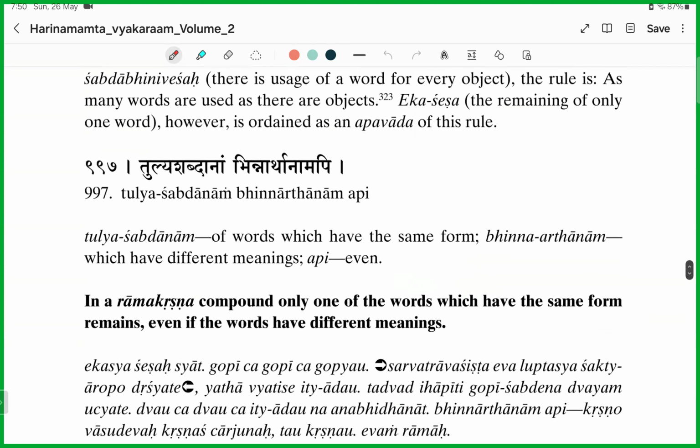Tulya shabdanam bhinnarthanam api. In a Ramakrishna samasa, only one of the words which have the same form remains, even if the words have different meanings. So ek shesha, if you see the word itself, ek means one, shesha means the remainder. So when only one thing or one word remains, stays. So when we have the vigraha gopicha, gopicha, we get gopyau.